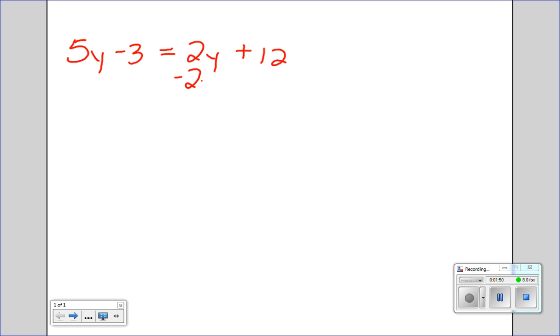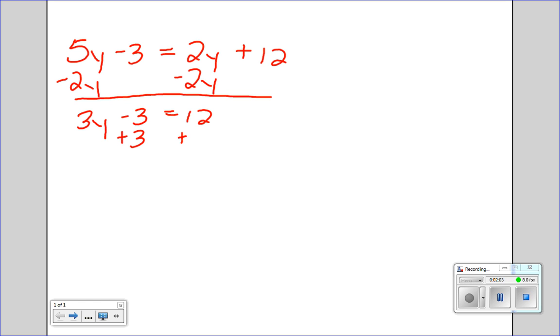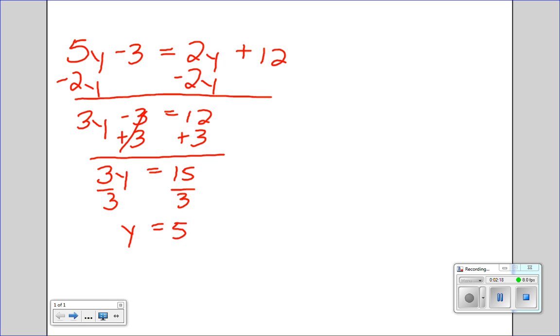So I'm going to go ahead and subtract 2y from both sides, and that'll leave us with 3y minus 3 equals 12. Then we're going to add 3, just like we did on the last problem. Solve it from there. 3y equals 15. Divide both sides by 3, and we get 5.